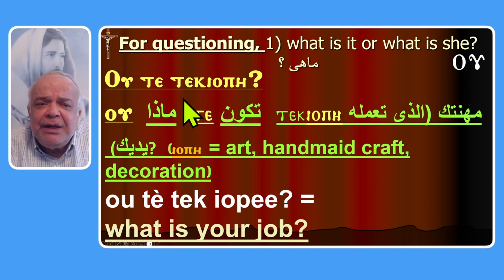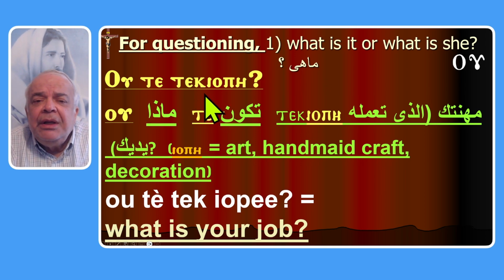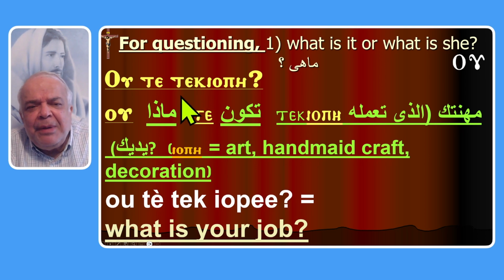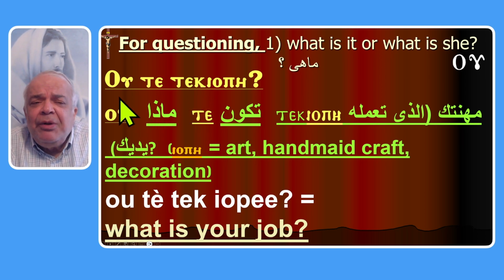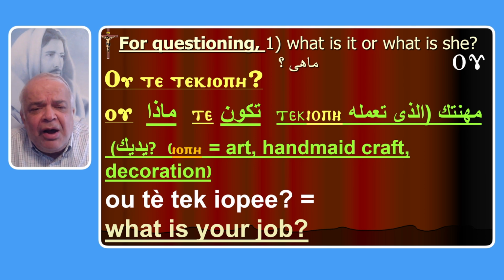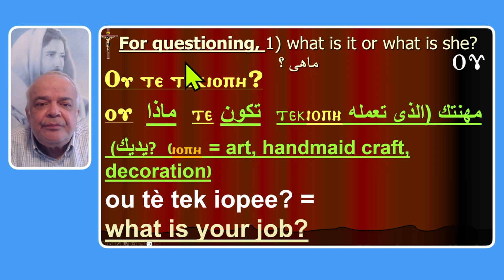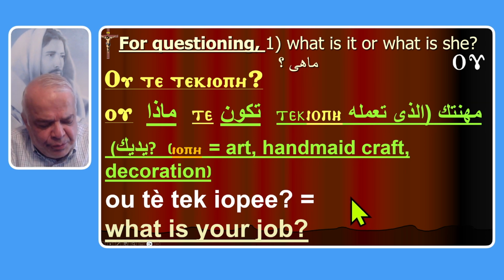I'm asking someone in an interview where I may hire him in my business if I have a business. I will say, O te tekiopi, what is the job you can do very well, and you can do it with an art and do it with a very good job. You see? So, O epsilon what? Te is, tek, your, yopi, job in the meaning of the artistic job you can perform.